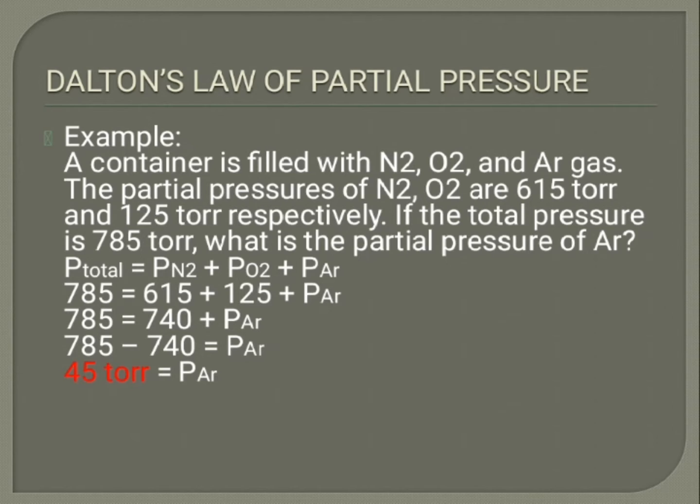So every substance exerts its own partial pressure, and the sum of all these individual partial pressures is equal to the total pressure. Now, we're given the total pressure is 785 torr. We also have the partial pressure of N2, which is 615, and the partial pressure of O2, which is 125. So now all we need is to calculate the partial pressure of argon. So we need to add 615 and 125, which is going to be 740. Next, we need to subtract both sides by 740. 785 minus 740 is 45.